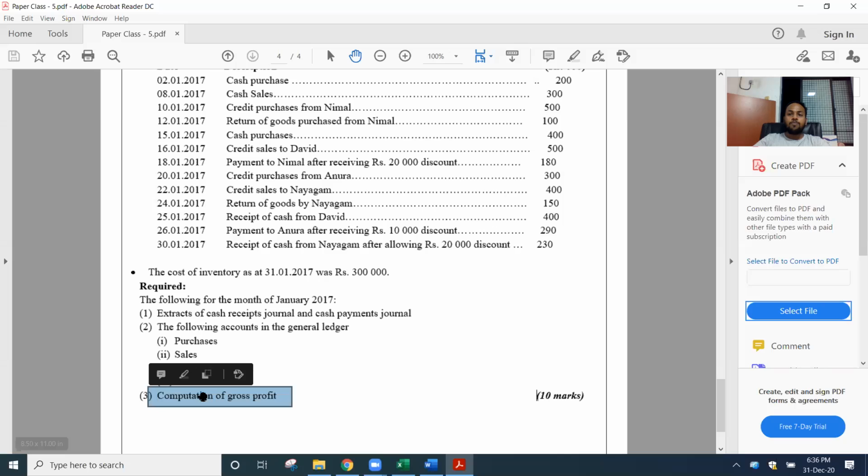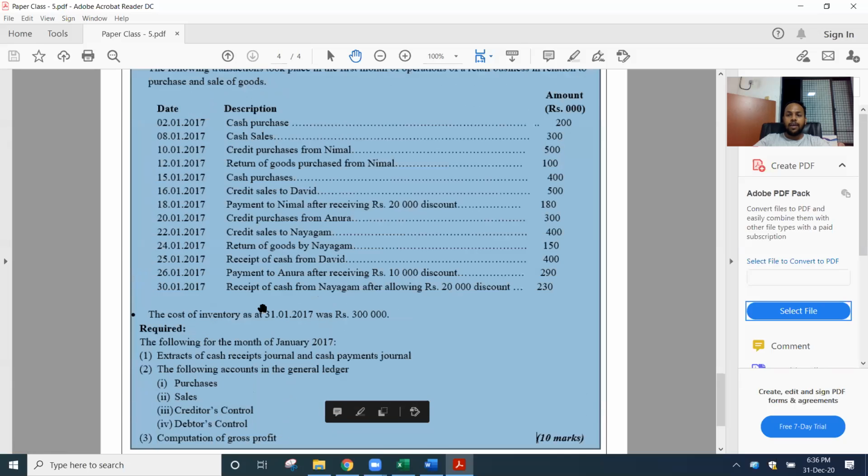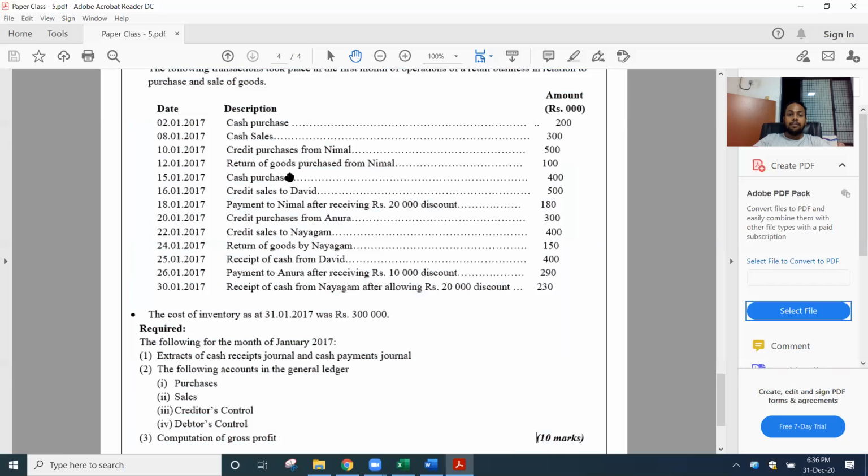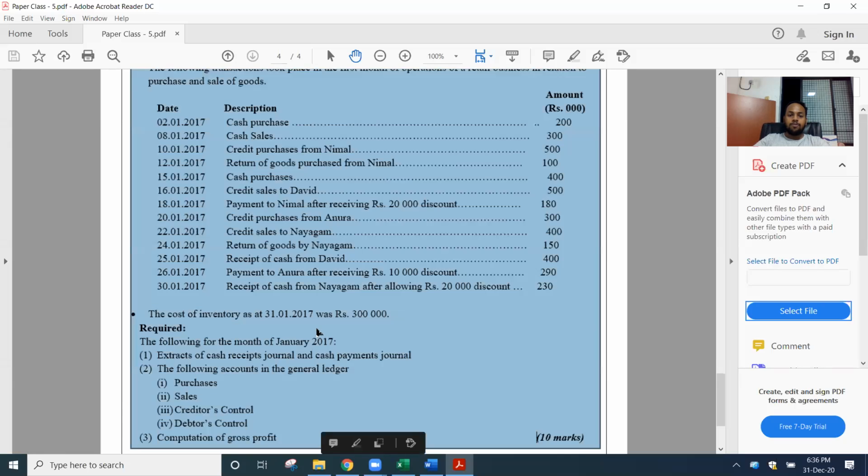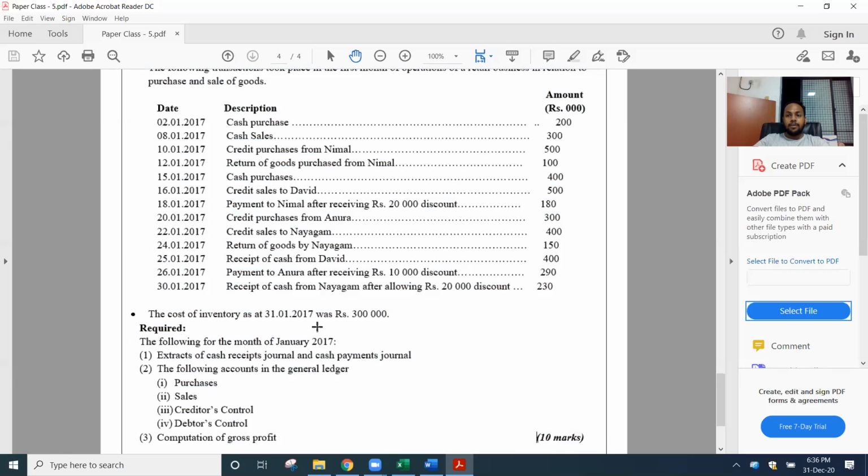computation of the gross profit. So based on the information we have, we need to calculate the gross profit. So how do you calculate the gross profit? Gross profit is equal to sales minus cost of sales. So we have sales values here. The sales returns are given, purchases return, and also the closing stock value is given at the bottom, 300,000. So we need to calculate the gross profit.